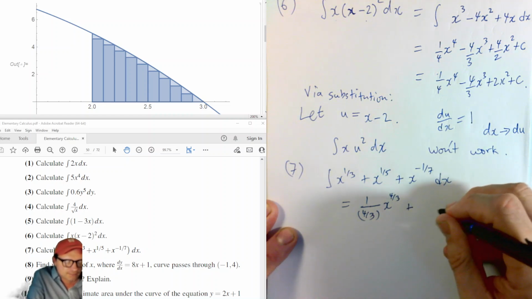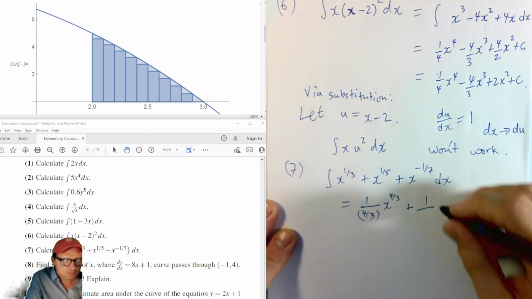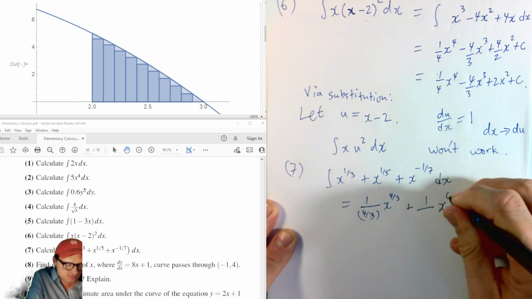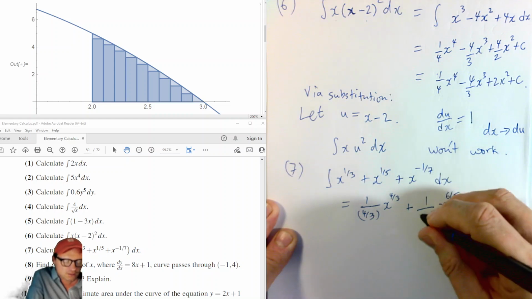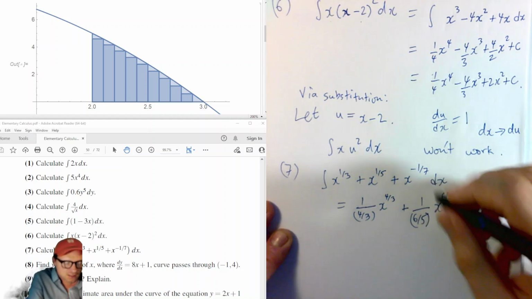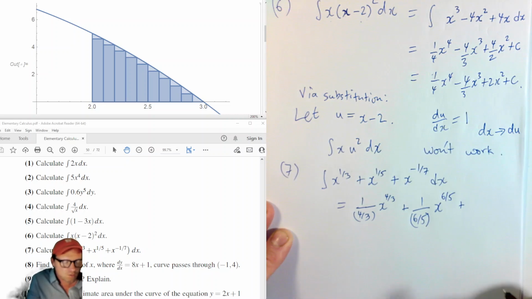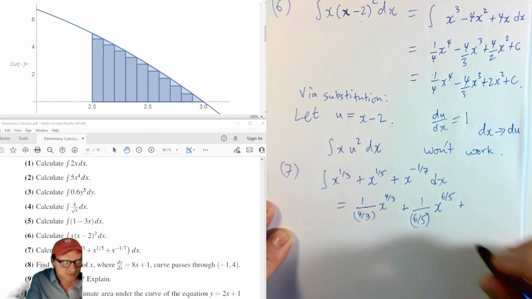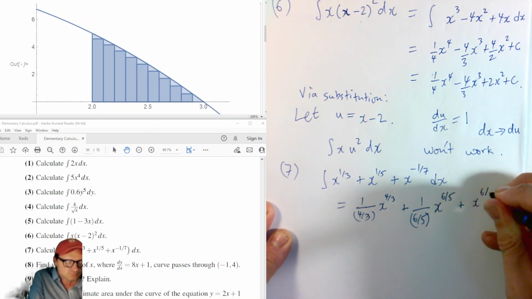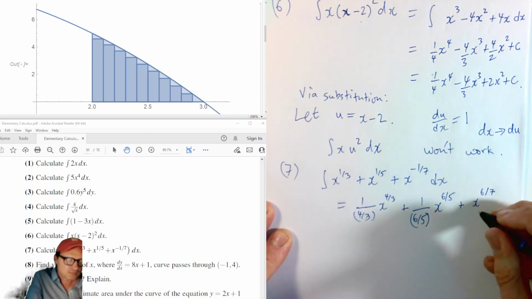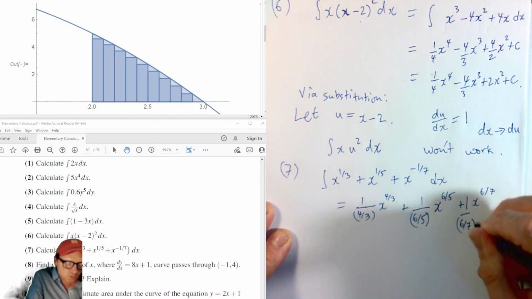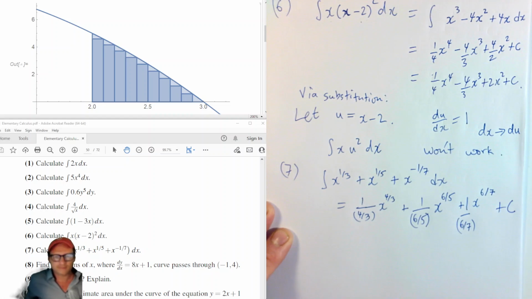And similarly, 1 plus 1/5 is 6/5. So we need to divide by that 6/5. And then over here, 1 plus minus 1/7 is 6 over 7. And so we need to divide by 6 over 7 as well. And then we need a plus c.